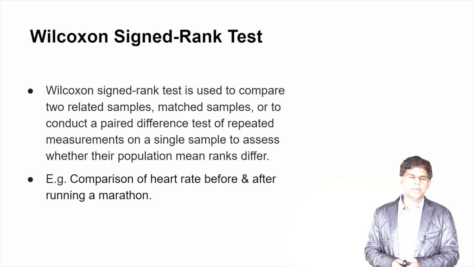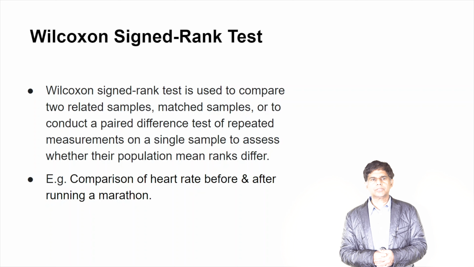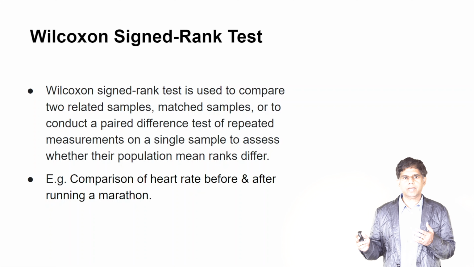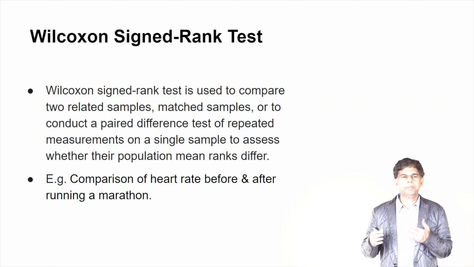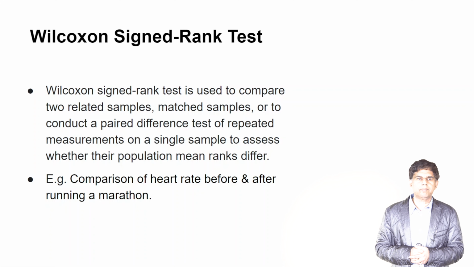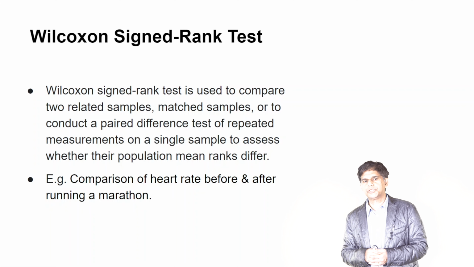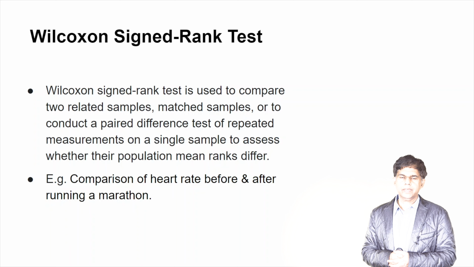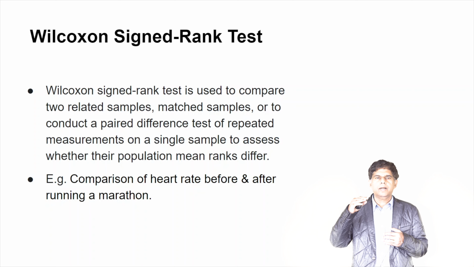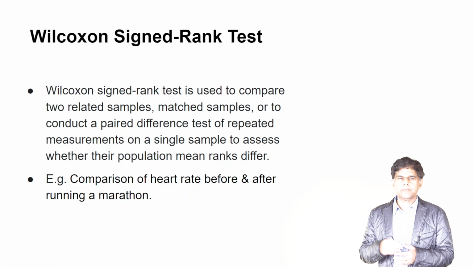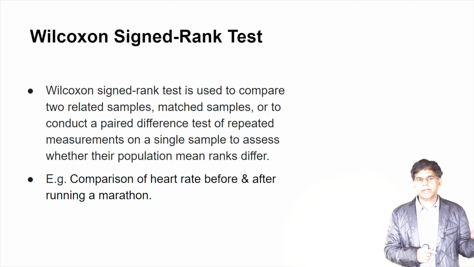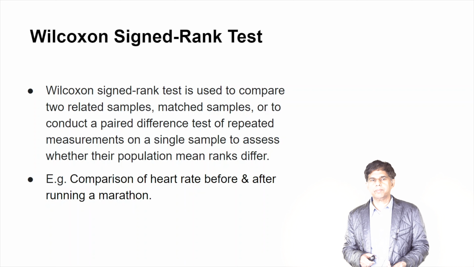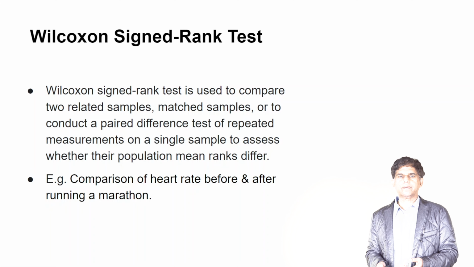Now what is the Wilcoxon signed rank test? It compares 2 related matched samples, conducting a paired difference test of repeated measurements on a single sample to assess whether the population mean ranks differ. The signed rank test looks at the ranking and comparison. Let's say you have a heart rate before and after running a marathon. That's a prime example of the Wilcoxon signed rank test.